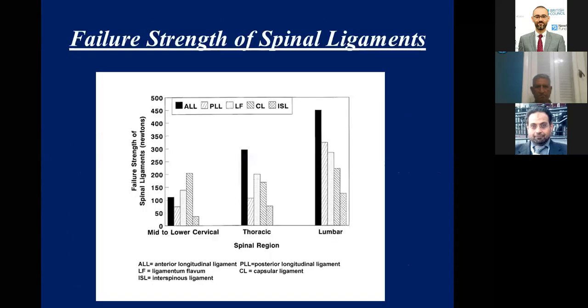And this diagram shows the relative strength of our spinal ligaments. As we show, the strongest is the anterior longitudinal ligament and the weakest one is the posterior longitudinal ligament. And the interspinous and supraspinous ligaments are intermediate between these two ligaments.